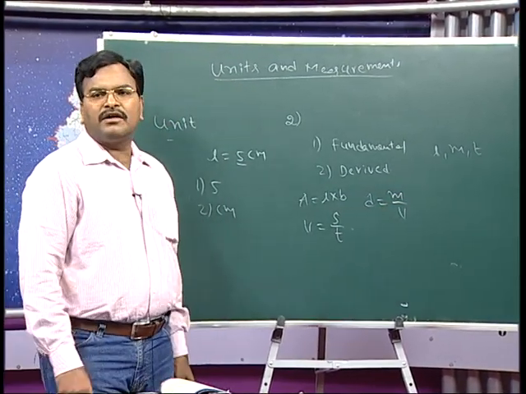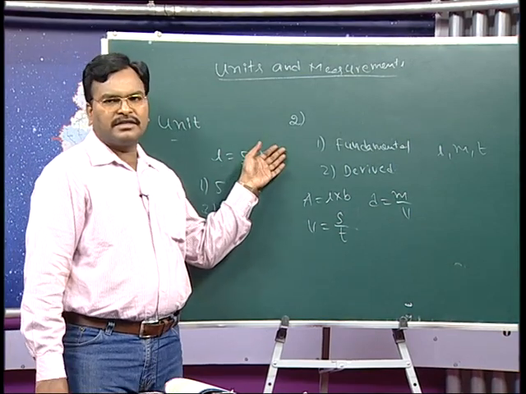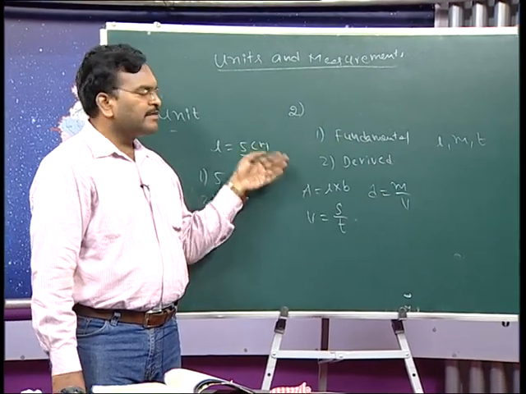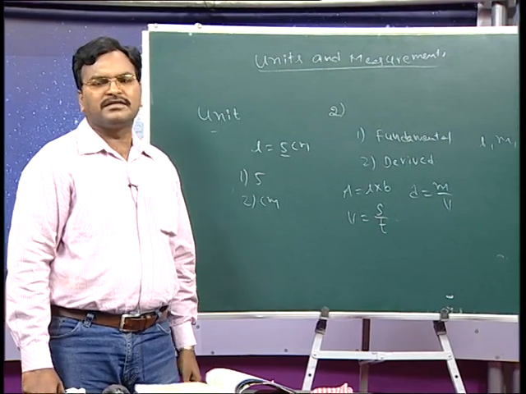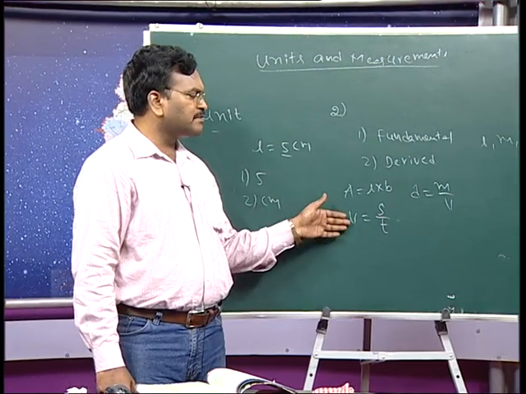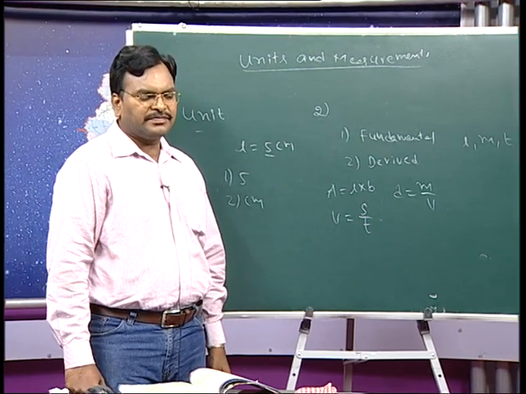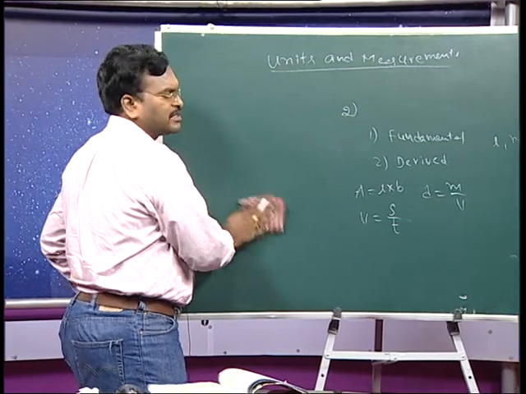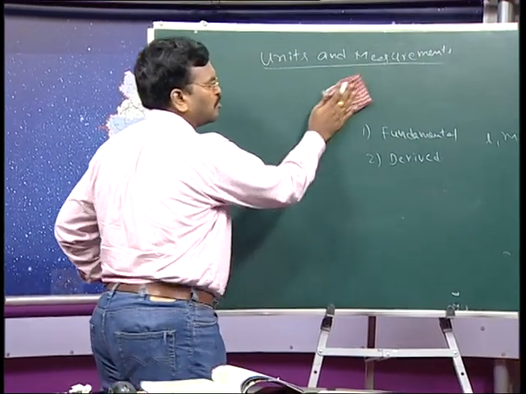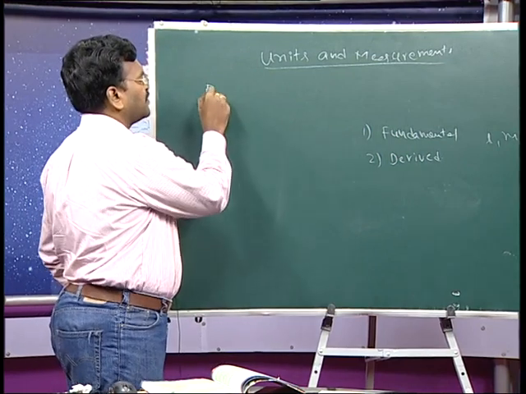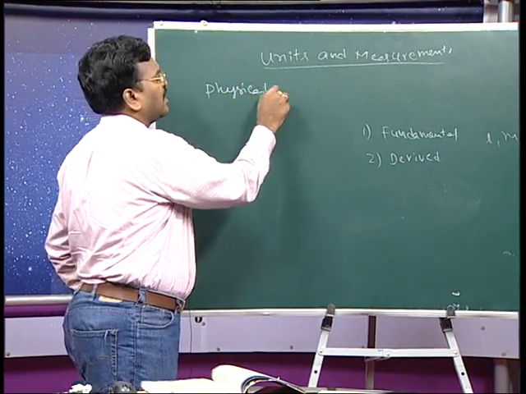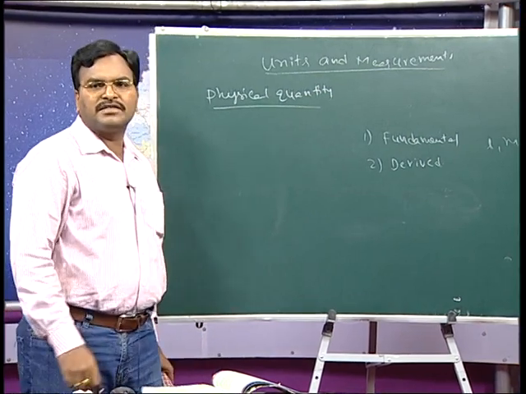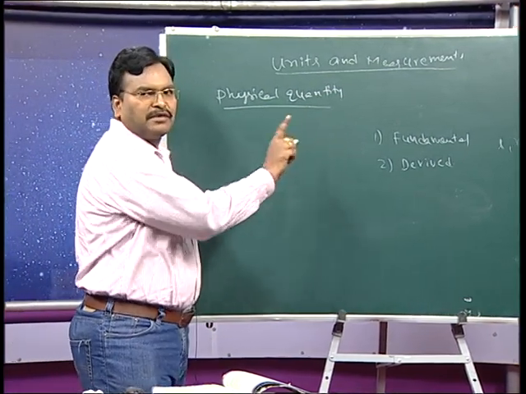Physical quantities which are independent of other quantities are called fundamental quantities. Example: length, mass, time. Physical quantities which can be derived from fundamental quantities are called derived quantities. Example: area, speed, density, force. What is a physical quantity? All measurable quantities are called physical quantities. These physical quantities are of two types: fundamental quantities and derived quantities.